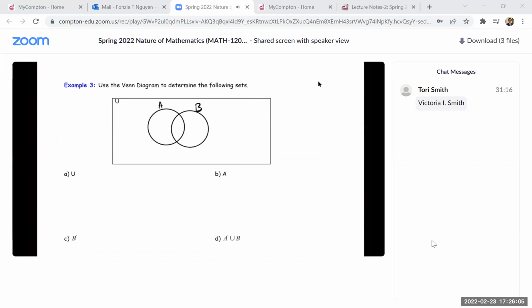Let's call this A, B, C, D, E, F, and G. All right, so anybody know what's in the universal set? Not quite. The universal set is everything. Oh, yeah, that's right, A through G. A, B, C, D, E, F, G. That's everything. All right, what's in just set A?